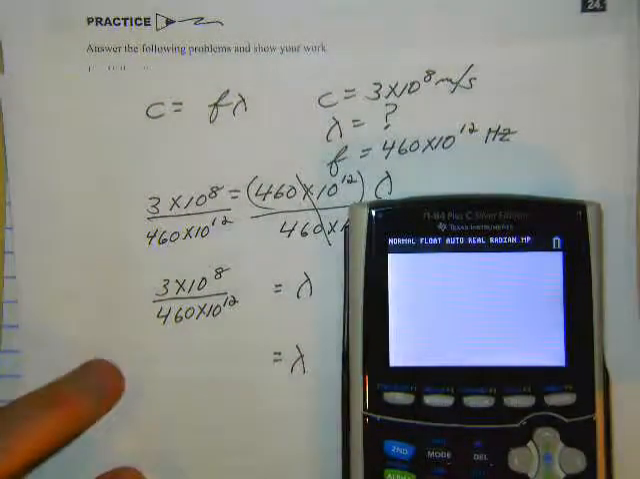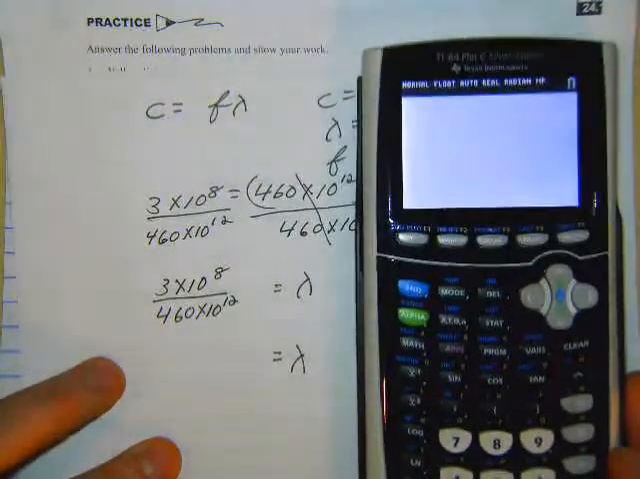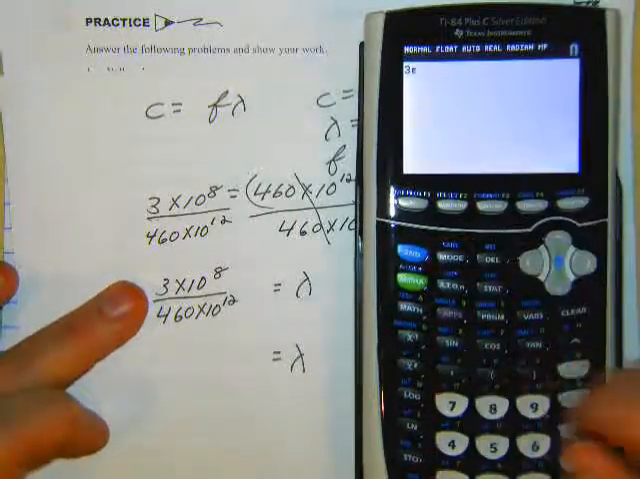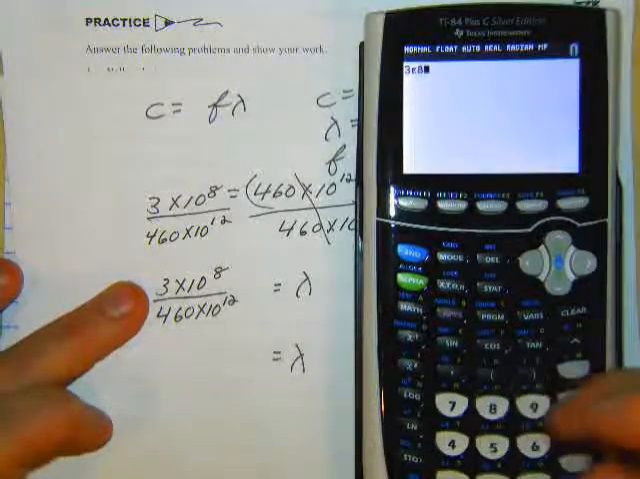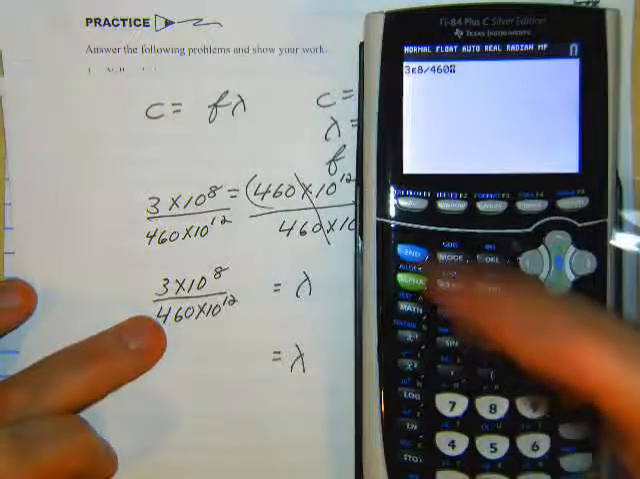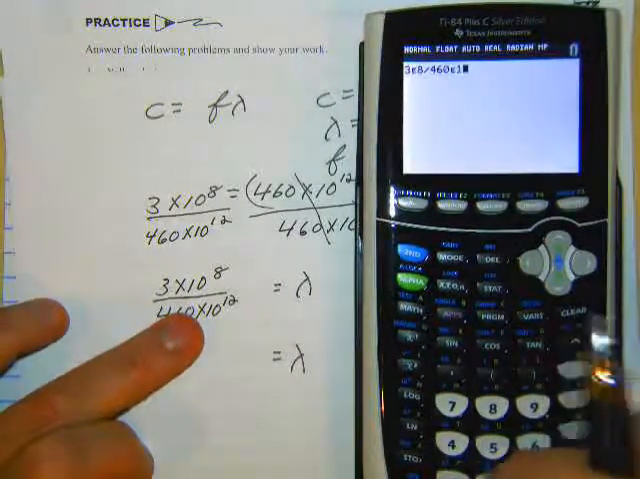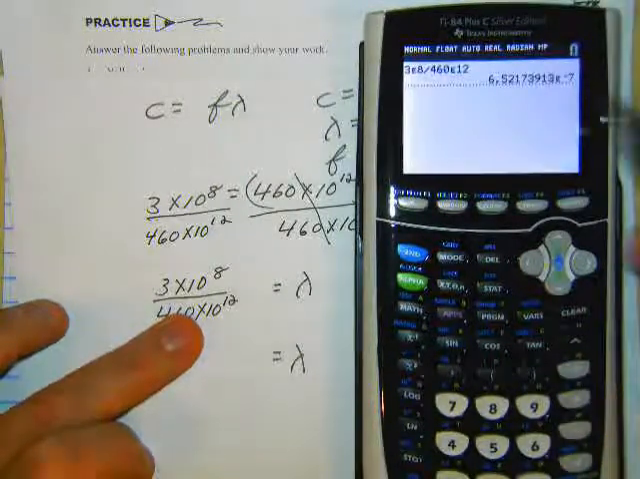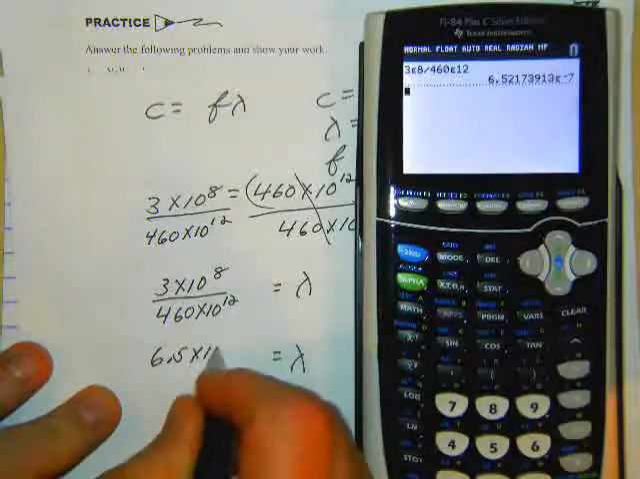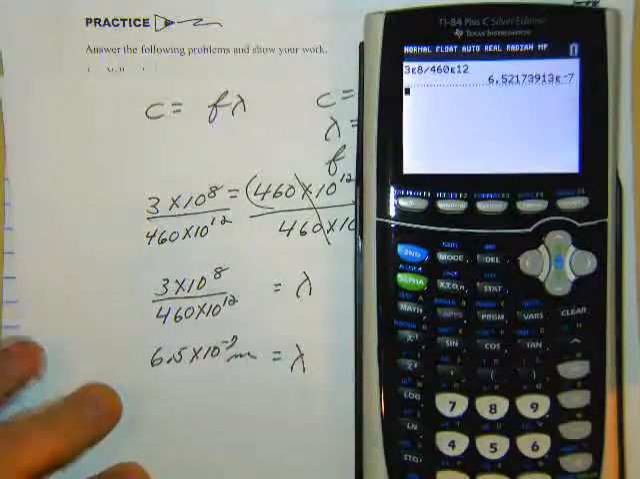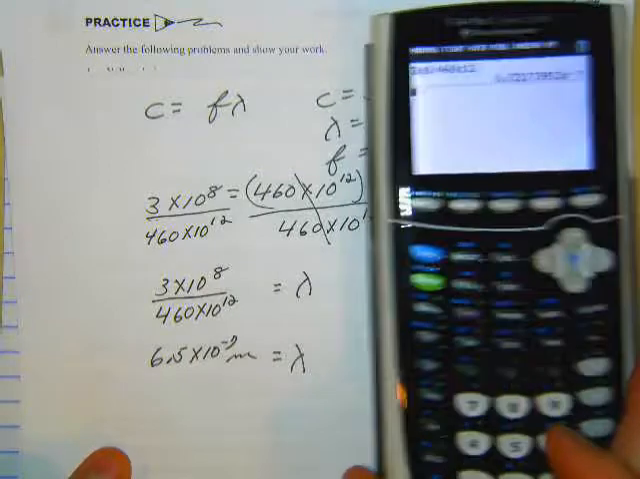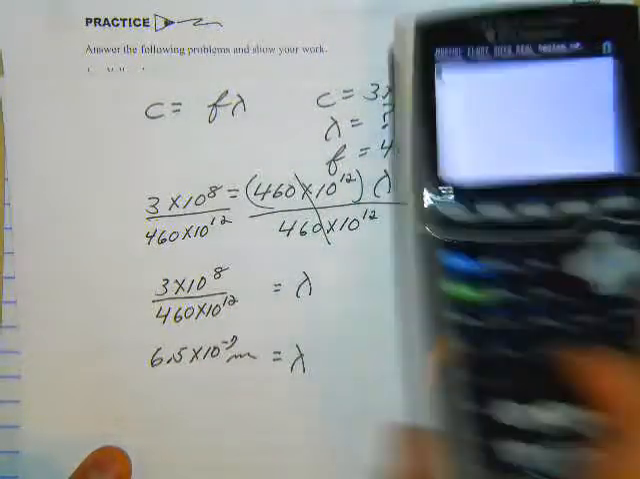Well, again, we can use our calculator on this. And again, I like to leave it right in exponents. So we've got 3, second EE, and that gets us our exponential form, to the 8th divided by 460, second EE, and that is to the 12th. And we can hit enter, and as we expected, it's a pretty small number. I'm just going to round it up: 6.5 times 10 to the minus 7th, and that's going to be in meters because that is wavelength. So that's really the same formula. We're just moving things around a little bit.